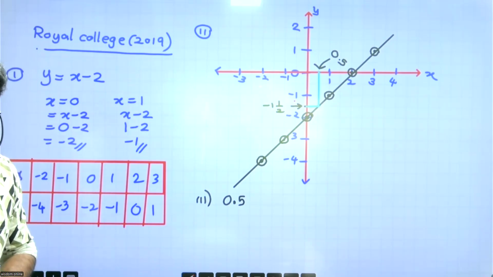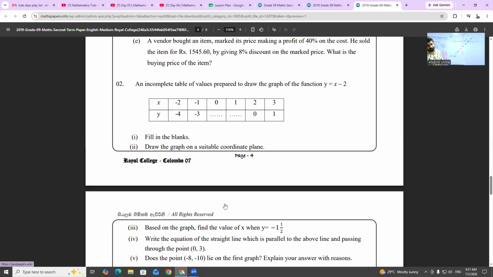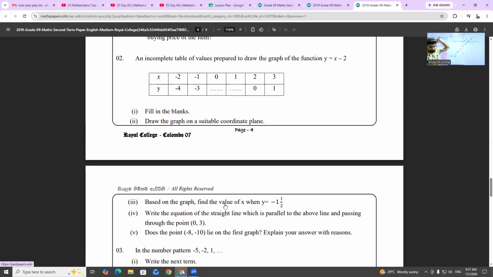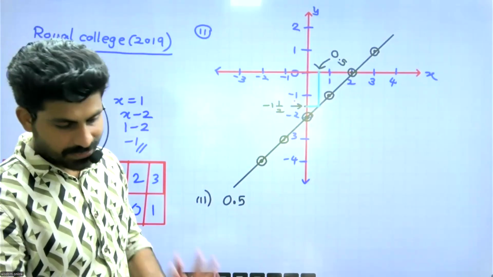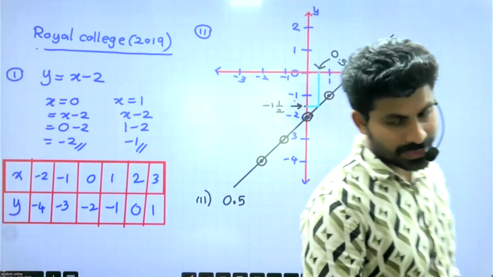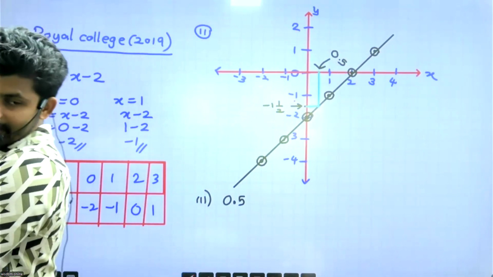Question number 3. Then look at the next one. Write the equation of the straight line which is parallel to the above line and passing through. Quickly try to complete this one up to here.